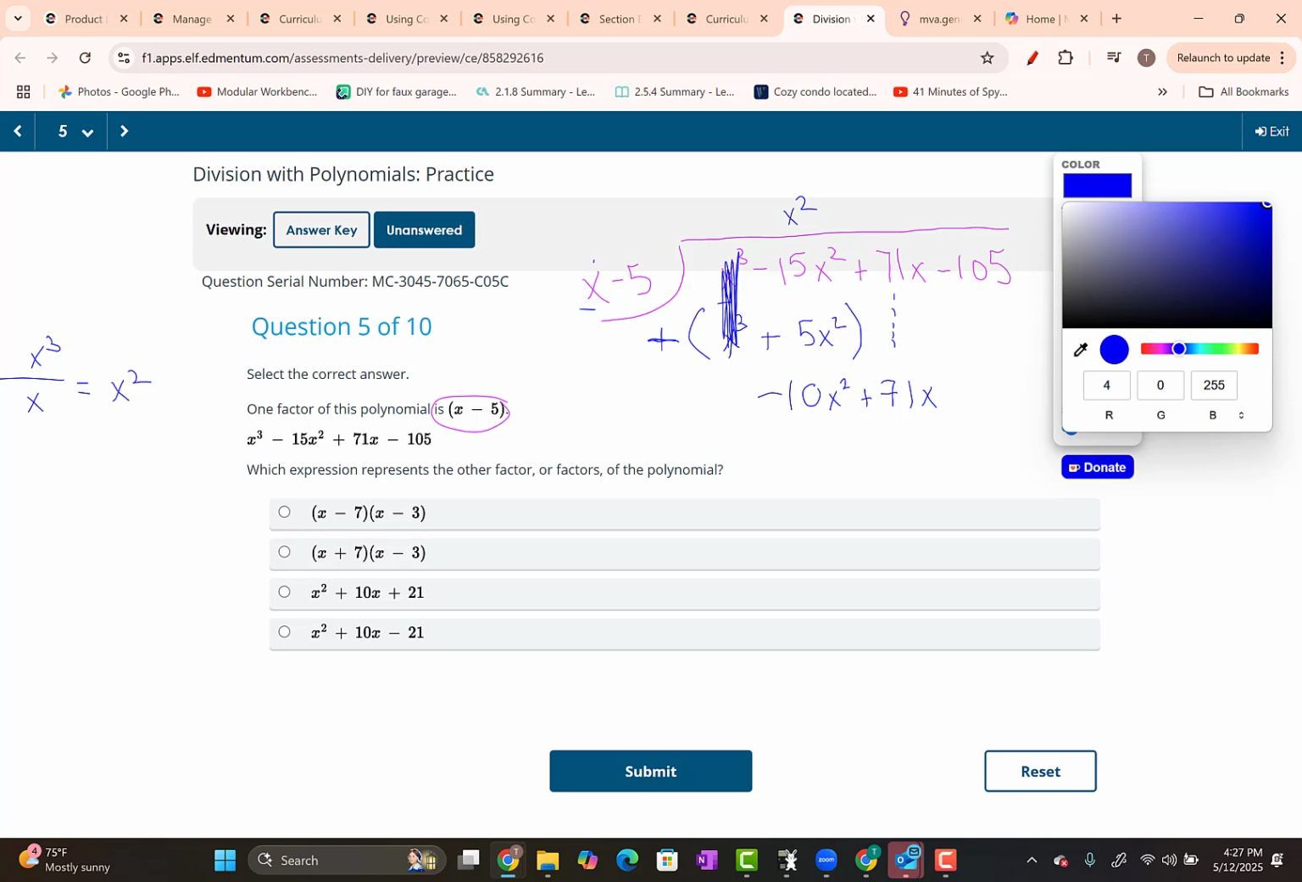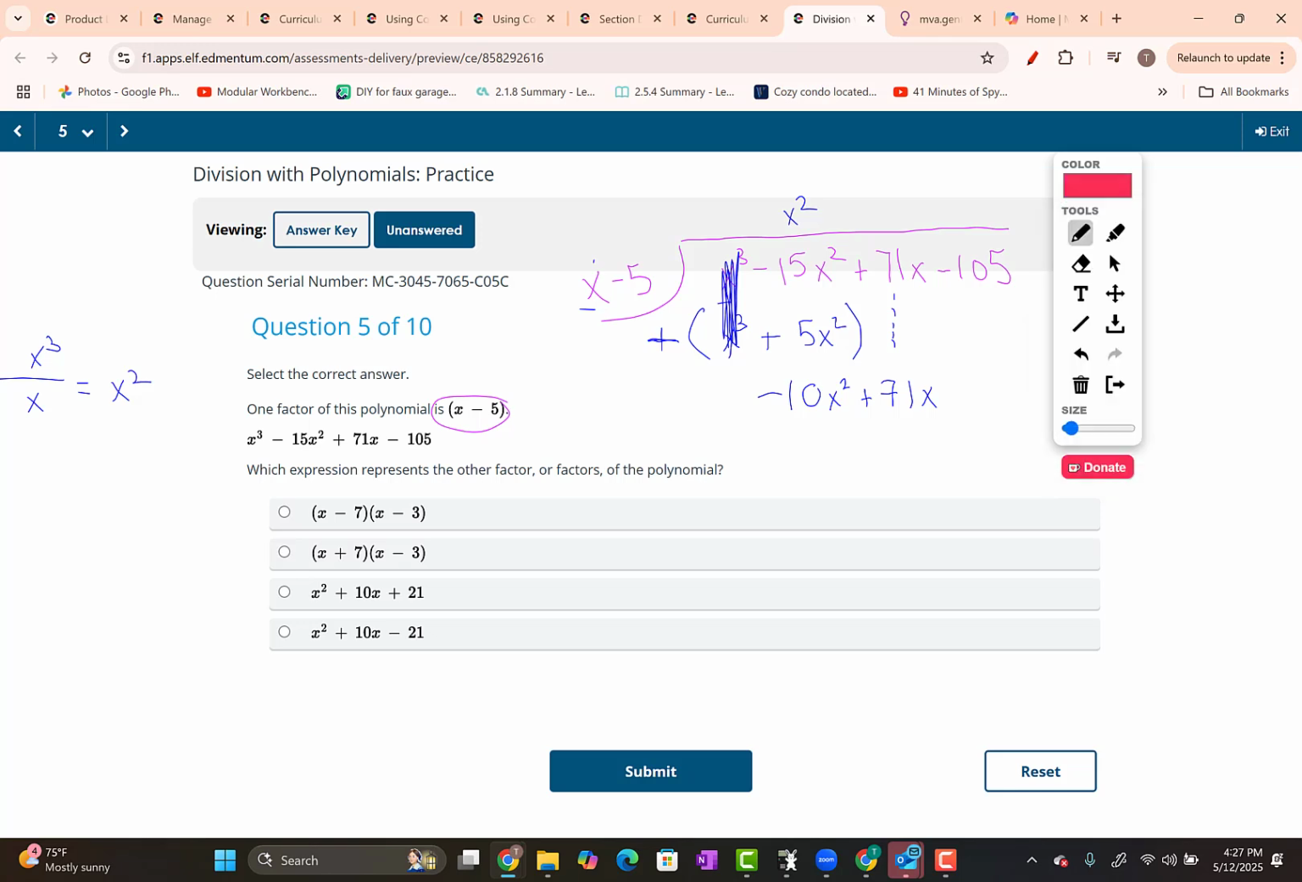Using a different color, we're going to take the first term here, negative 10x squared, and divide it by the first term here, x. So what is negative 10x squared divided by 1x? Well, that's just negative 10x. So that's division. What's next?